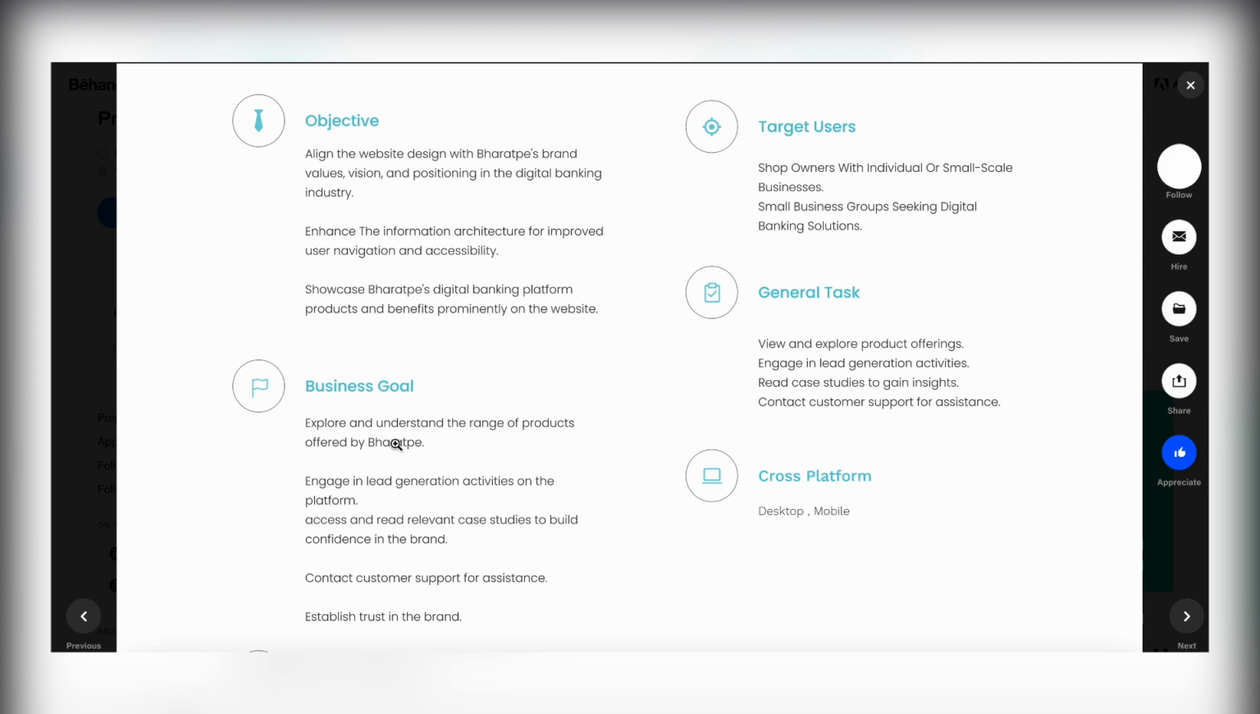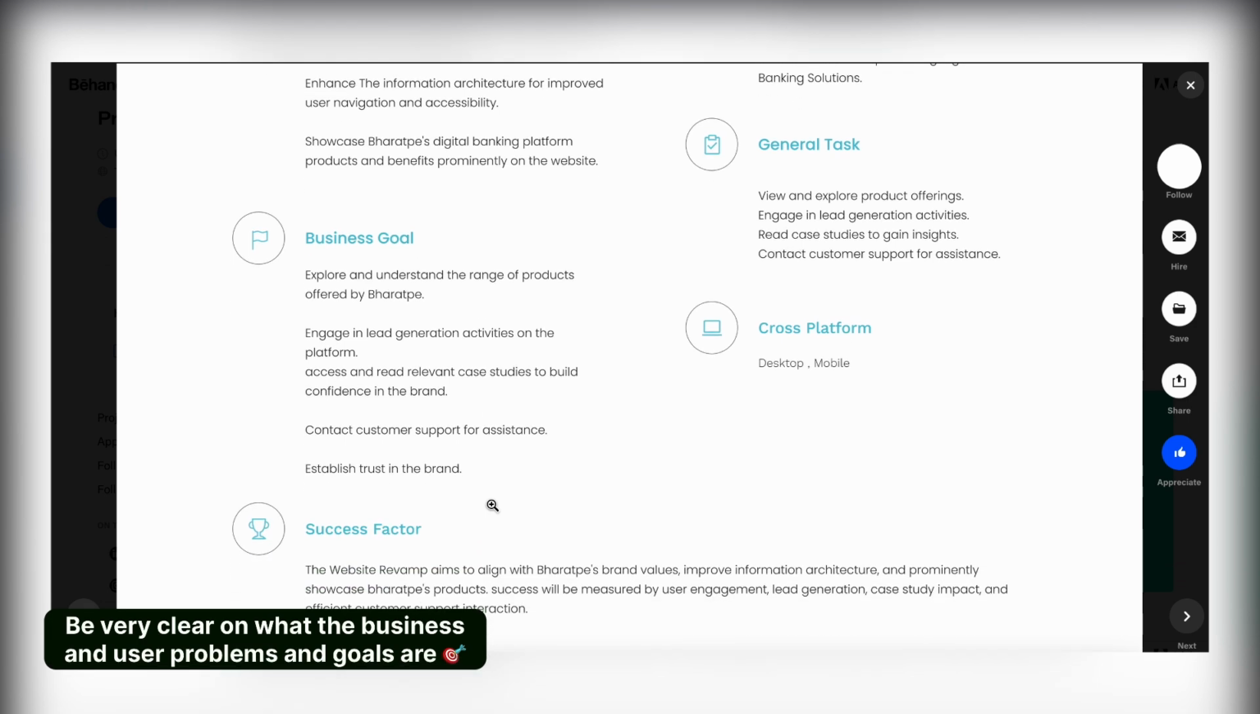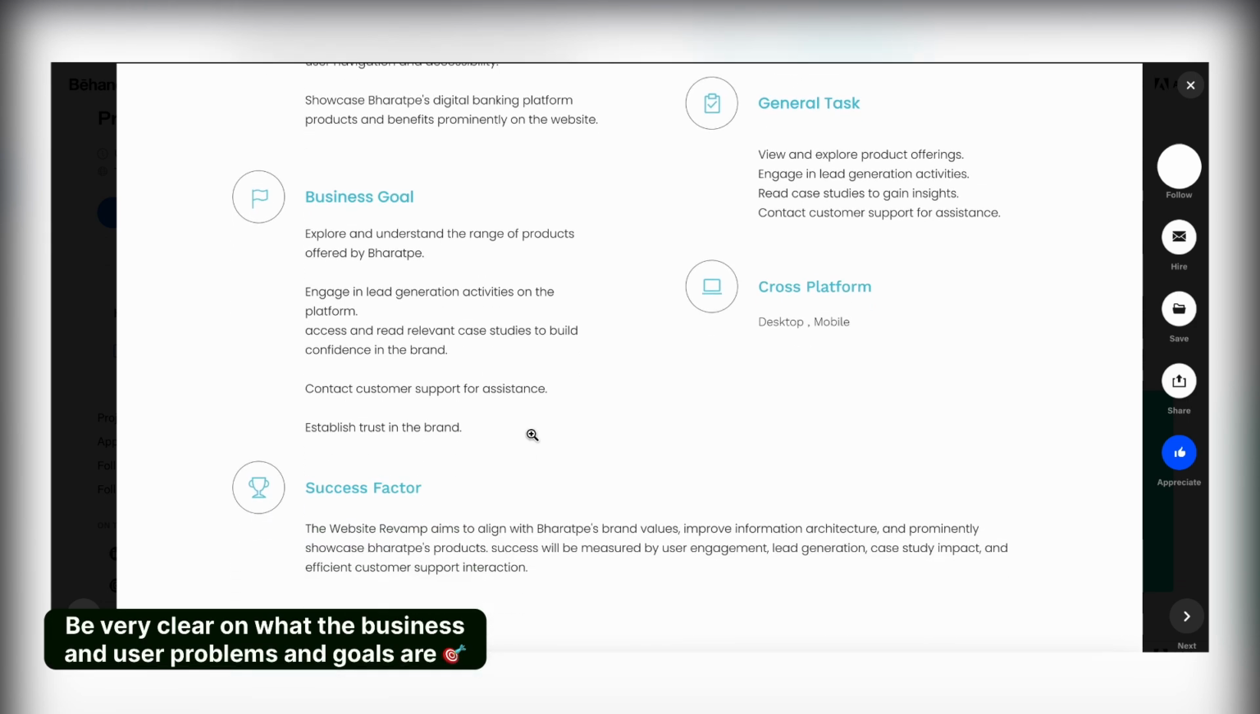So this is not a business goal, this is more a user goal. A user wants to understand the products that Bharat Pay has to offer. What is the success metric for Bharat Pay? Like what do they want out of this? Contact customer support again is not a business goal. A business goal should be something related to a metric like increase click-through rate, increase conversion.